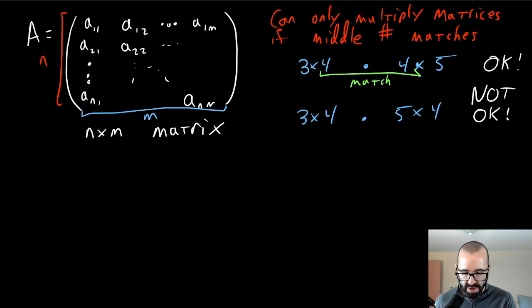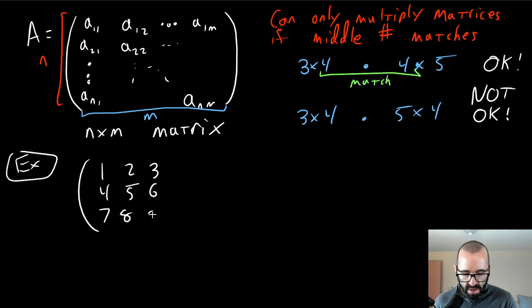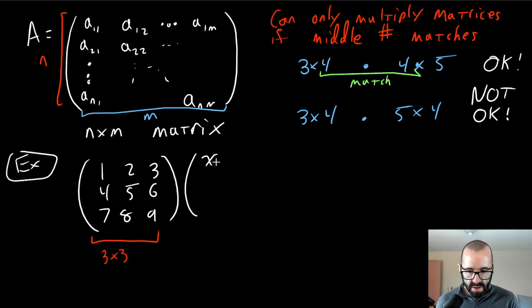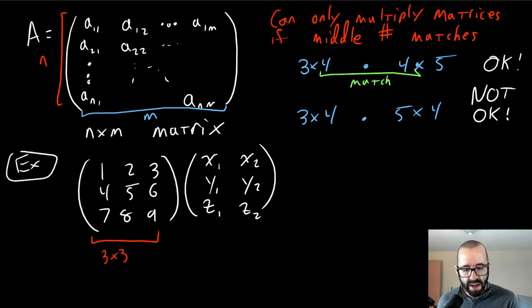Let's multiply another matrix. Let's do an example. What else could matrix multiplication look like? Let's just count up to 9. A 3 by 3 matrix here. Right? This is 3 by 3. And let's multiply it with a bunch of variables: x1, x2, let's say y1, y2, and z1, z2.